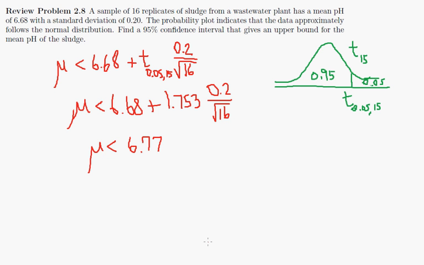So the thing to remember on a problem like this is that we need 15 degrees of freedom, and then we also need to correctly get the number of the t-distribution, the critical value of the t-distribution, whether it's using a TI calculator or using Excel, or else using the tables that'll be provided on the exam.